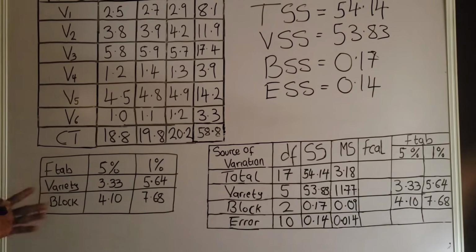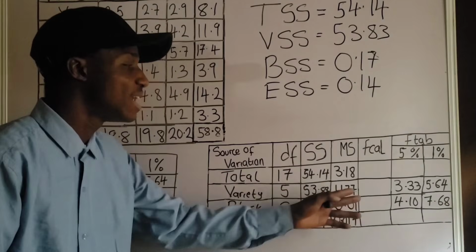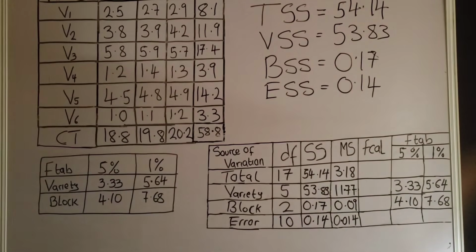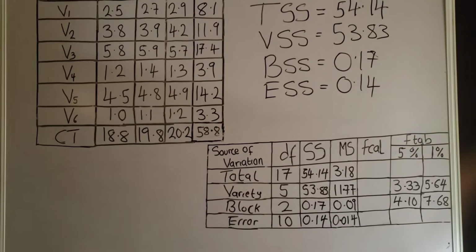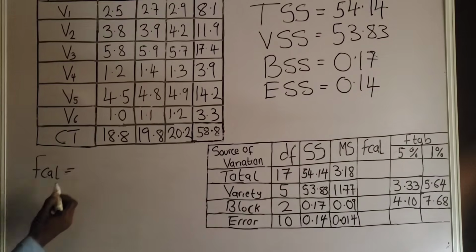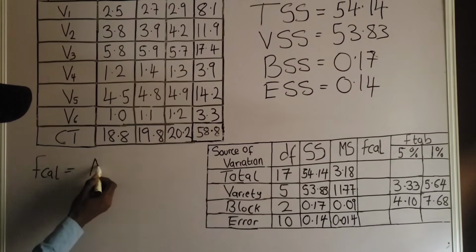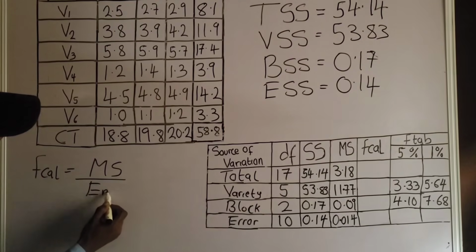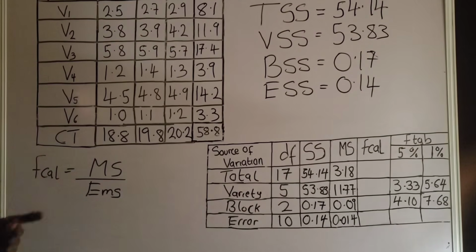Now let us calculate the F calculated of variety and block, because we are only given the F tabulated of variety and block. So I'm only interested in F calculated of variety and block. Now, F calculated is given by this formula. F cal is equal to mean squared all over error mean squared. That is, mean square of the parameter that I want to get, all over error mean squared.